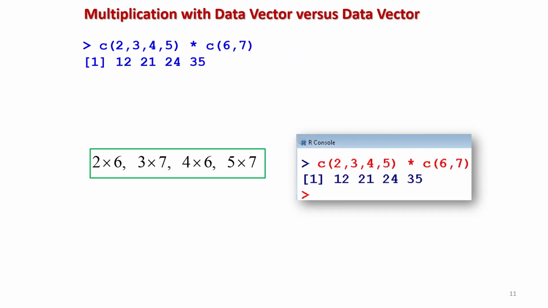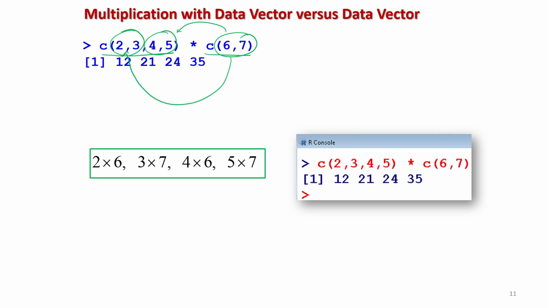And now even if you take two data vectors of different lengths, but the lengths are exact multiples, for example the first data vector having length 4 and the second having length 2, this is an exact multiple. So 6 and 7 will first be multiplied with the first two elements, 2 and 3. Then once again they will come and multiply 4 and 5.